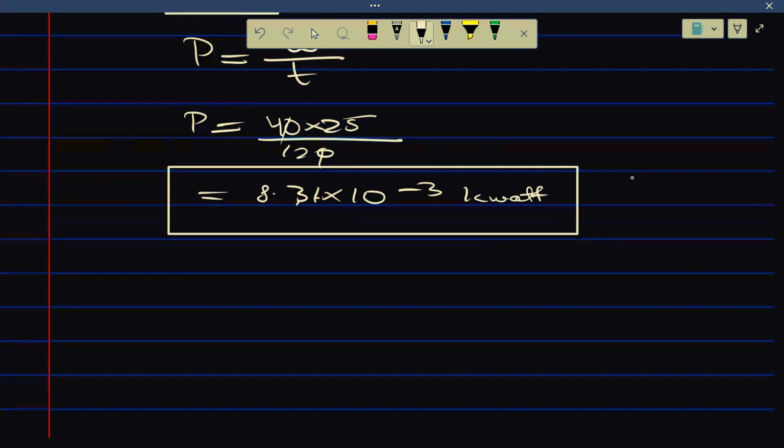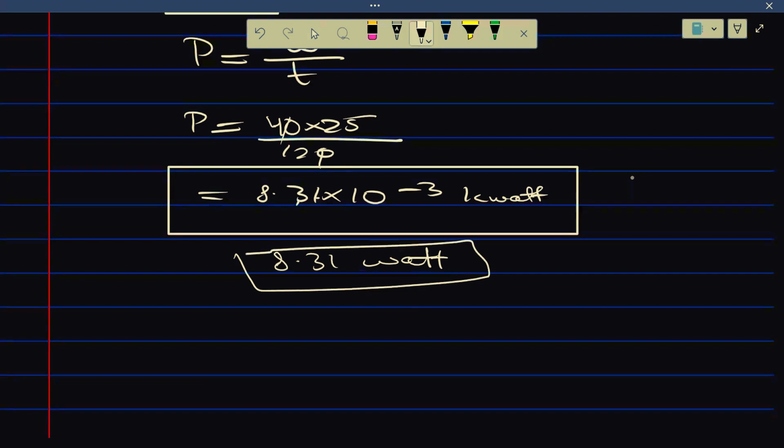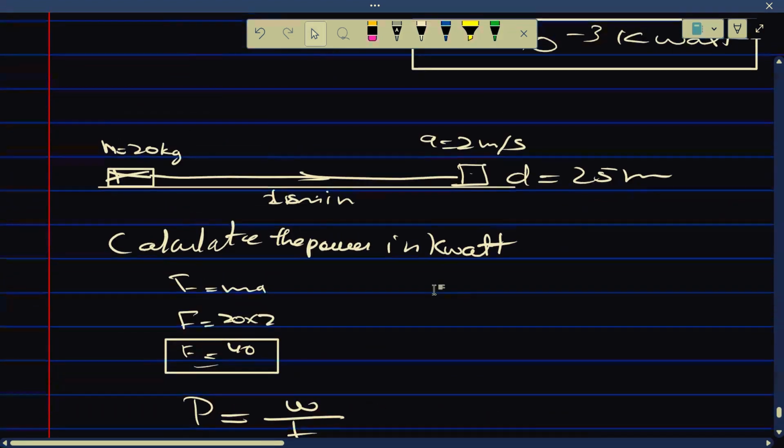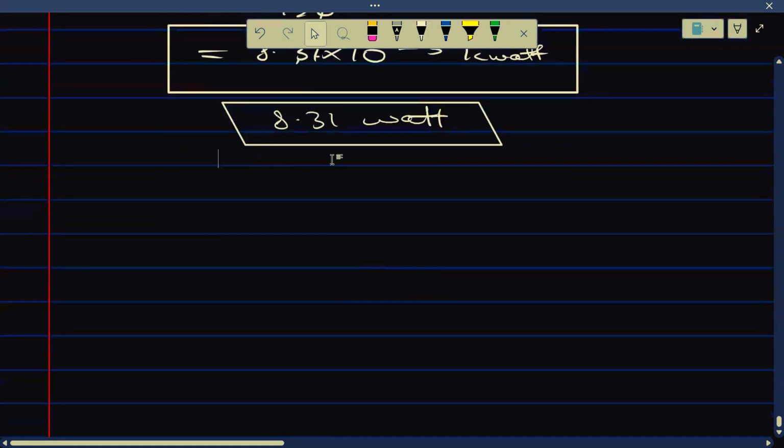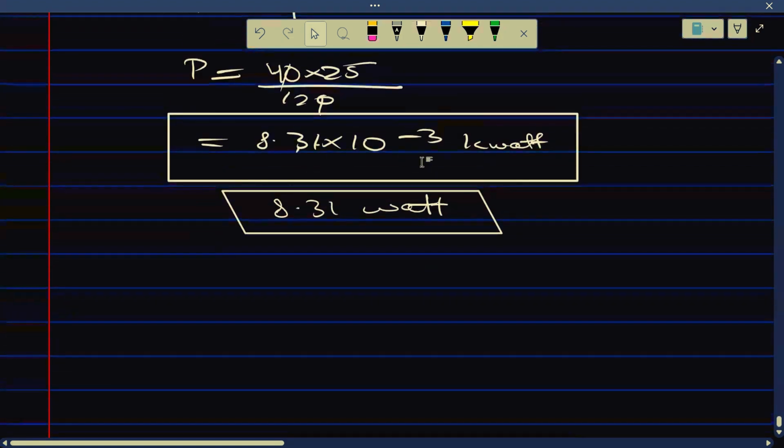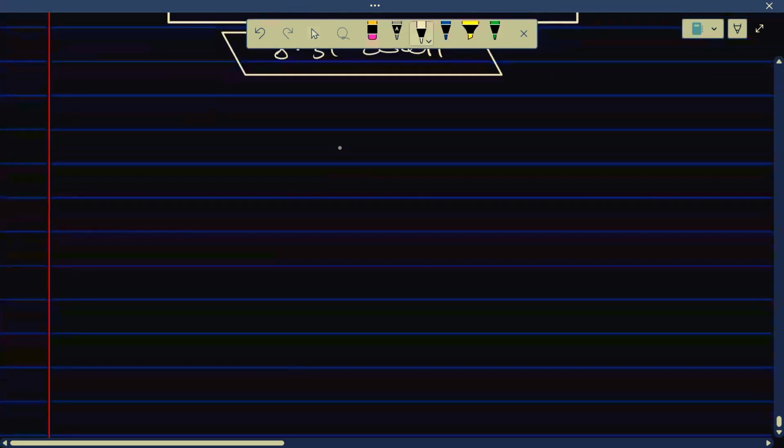If you don't put it in kilowatts, then it will be 8.31. But here the power is in kilowatt, so hence 10 exponent minus 3. Here it says to calculate the power in kilowatt, so we have calculated the power in kilowatt here, 10 exponent minus 3. Okay, so now let's do another example.